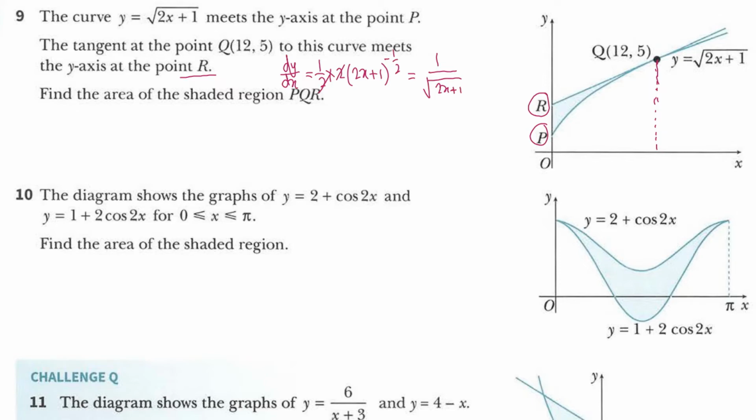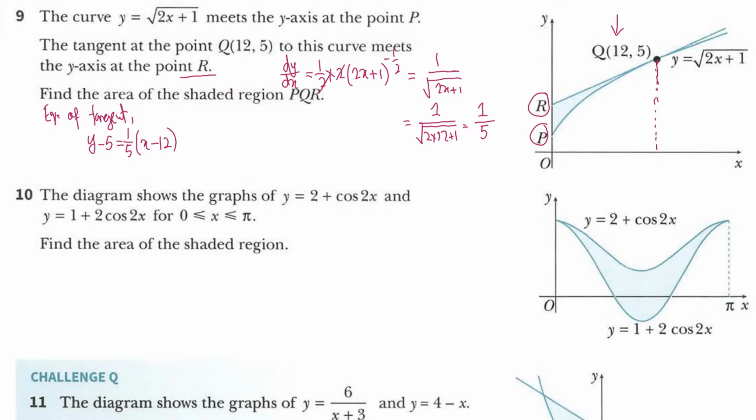This is our differentiation. Now we put the x value 12 here to get the gradient: 2 times 12, which is 24, plus 1, gives us 25. So 1 by root 25, which is 1 by 5, is our gradient. Now let me write the equation of the tangent: y minus 5 equals the gradient 1 by 5 times (x minus 12). This is our equation of tangent.